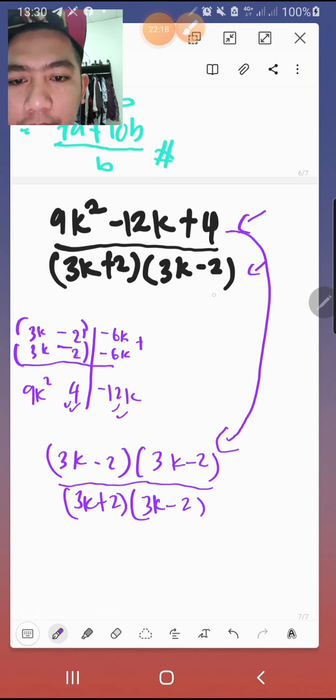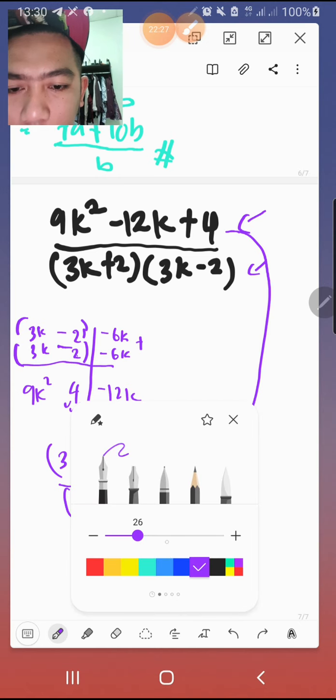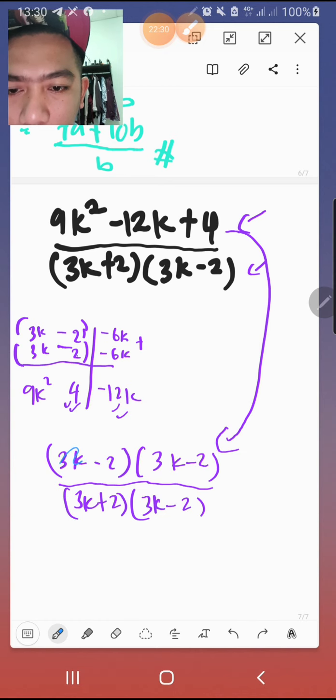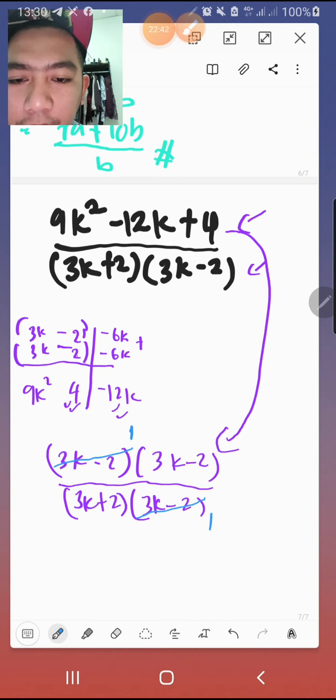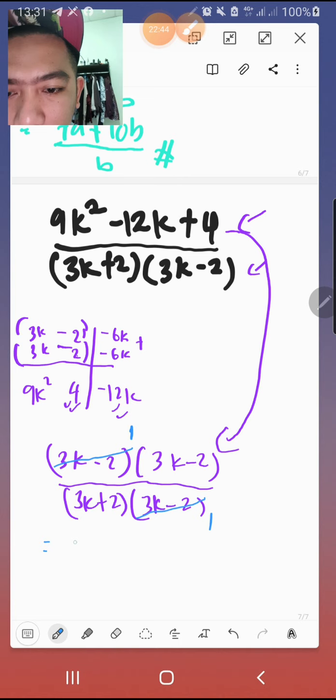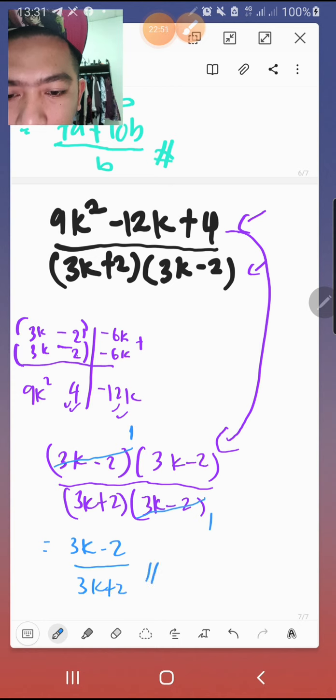So now we can simplify. So here, this one you can eliminate. So 3k minus 2, you can eliminate with this 3k minus 2. So it will become 1. So 3k minus 2 and 3k plus 2 cannot be simplified. So the answer is 3k minus 2 over 3k plus 2.